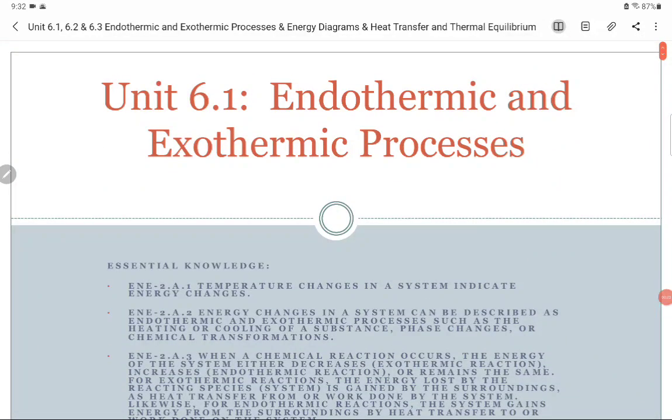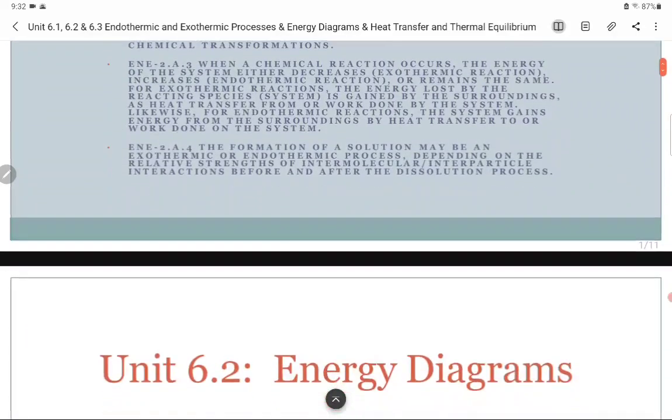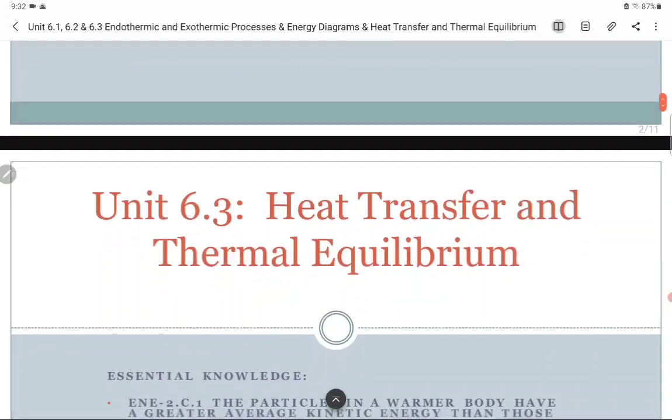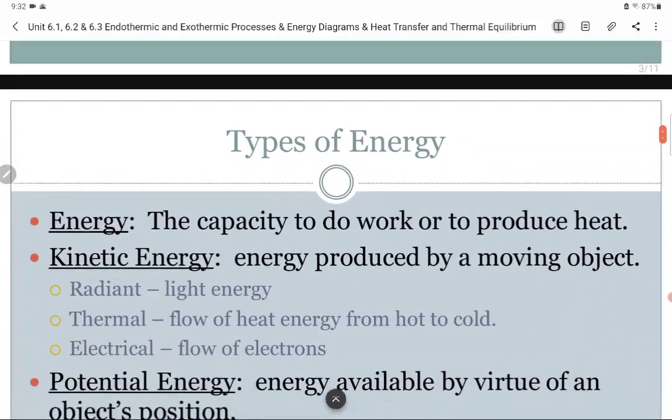Okay, so Unit 6, we're going to start off today with, is all about heat transfer. So it's all about heat. So this is an energy unit. And today we're just going to introduce some terms and talk about how heat does transfer. So this does incorporate 3 sections, but they're all very much related to each other.